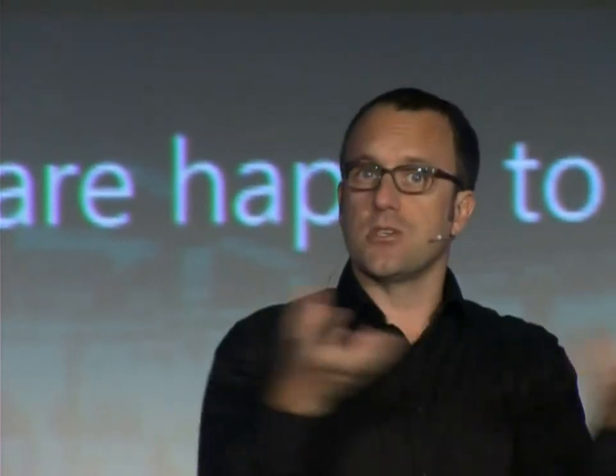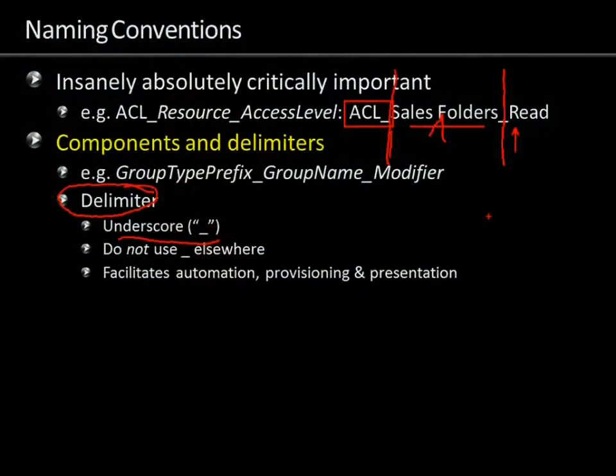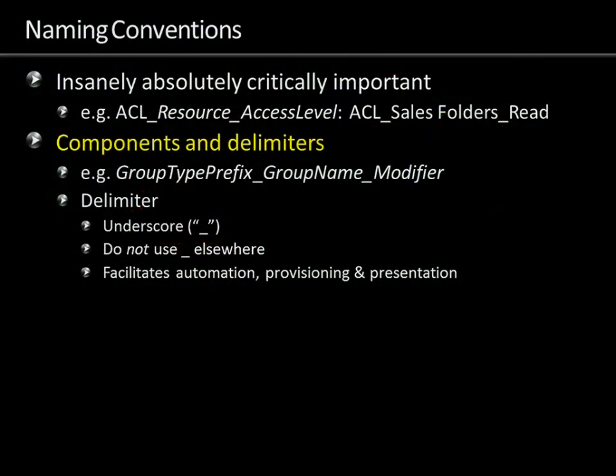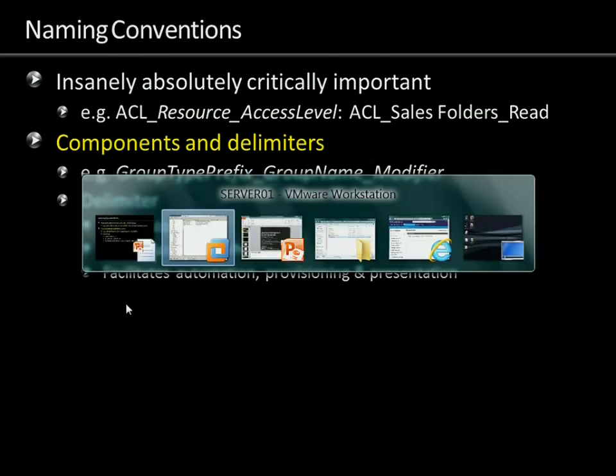And by having this kind of discipline, it gives you the ability to write scripts and code that is able to dissect your group names. And we'll see how that comes back to be important for us in just a little bit. It also allows you to present the names more effectively. So if every permissions group has ACL underscore, it makes it easy for me to find the right kind of group to assign permissions to. Let me show you what I mean by that.